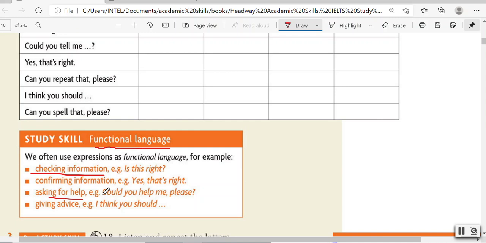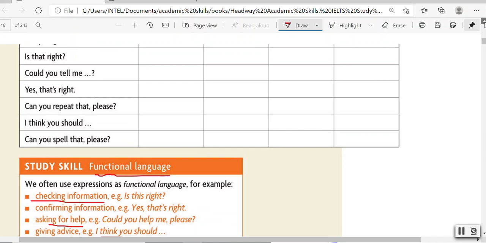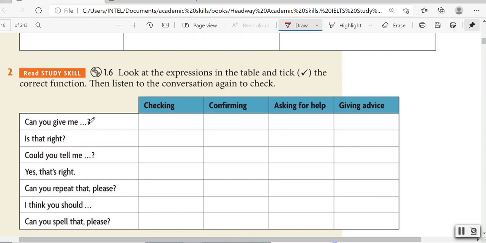And giving advice: I think you should, it is better to, you need to, you ought to, belongs to this one, which is giving advice. I'll play an audio for you, 1.6, and after that tell me, these expressions are used for which one? Checking, confirming, asking for help, or giving advice.